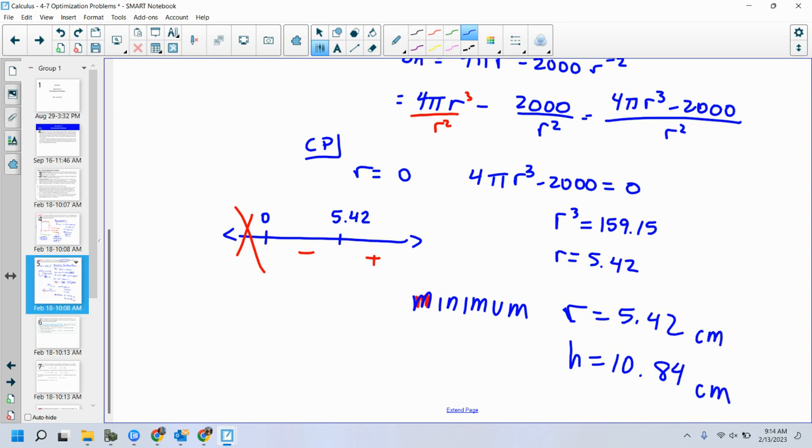centimeters. You want to minimize costs? Make a can with those dimensions. It'll still hold a liter, and that will be the smallest surface area that you could possibly get, which will minimize costs. Sound good? Cool.